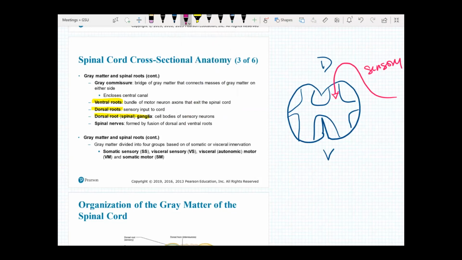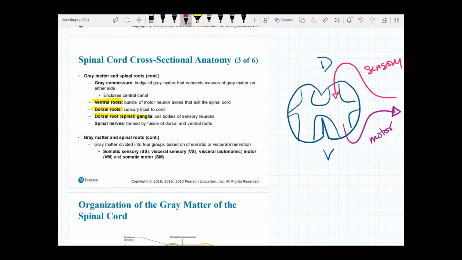Then you're going to have your motor root or your ventral root, which is going to be carrying your motor axons as they exit the spinal cord. So ventral is going to carry your motor out of the spinal cord. Dorsal is going to carry sensory into the spinal cord.